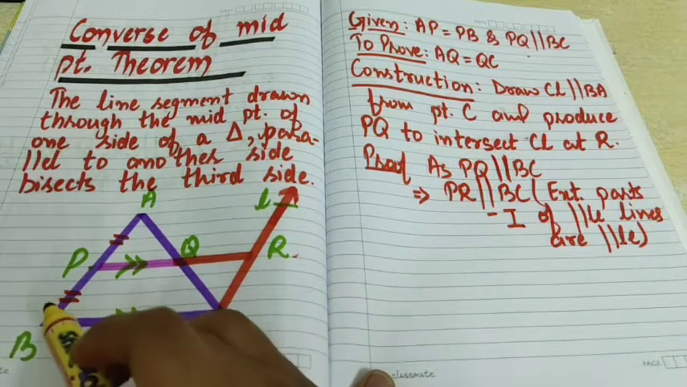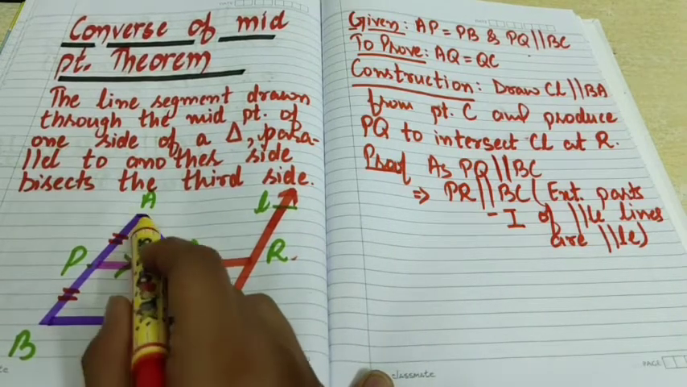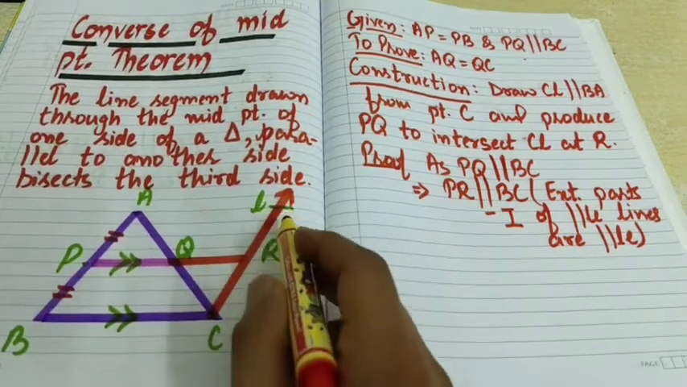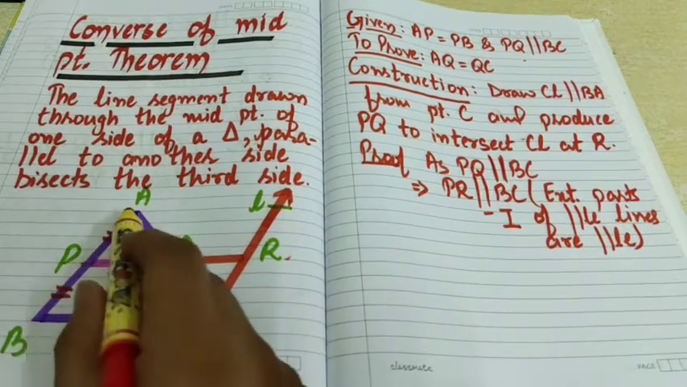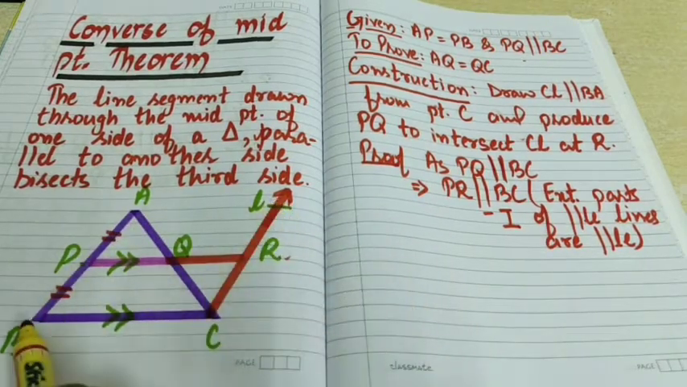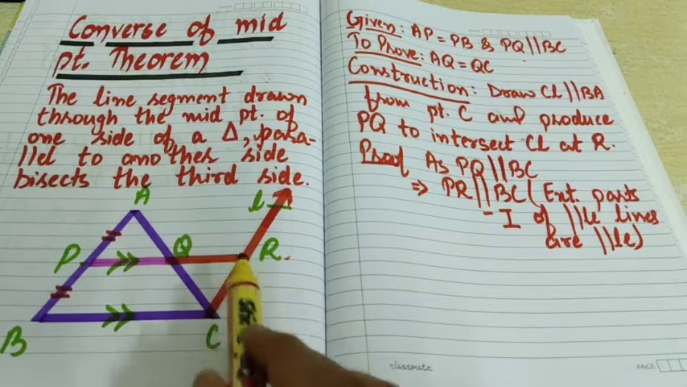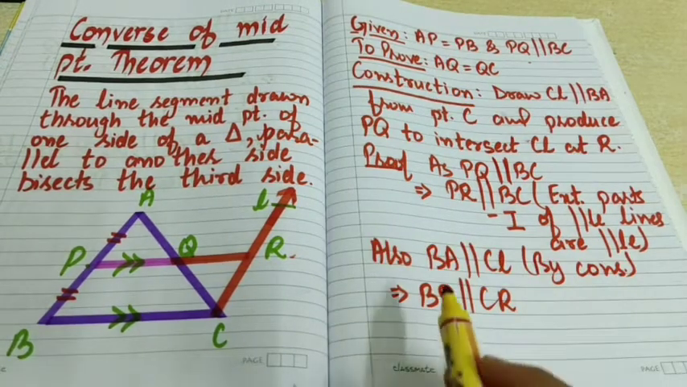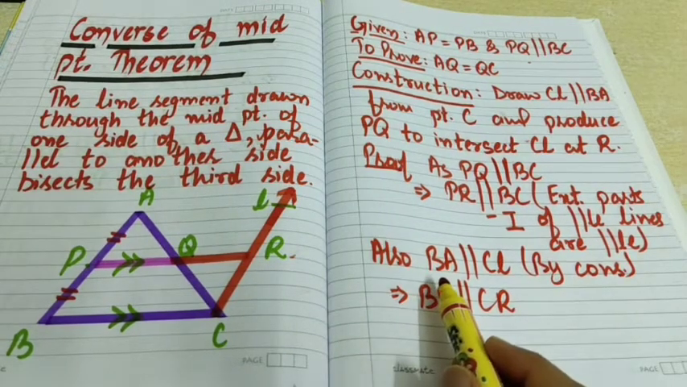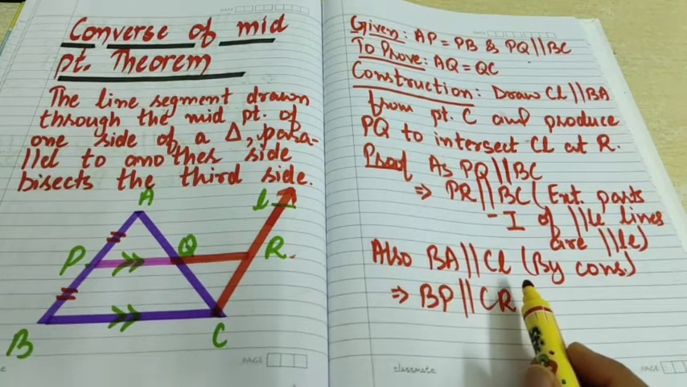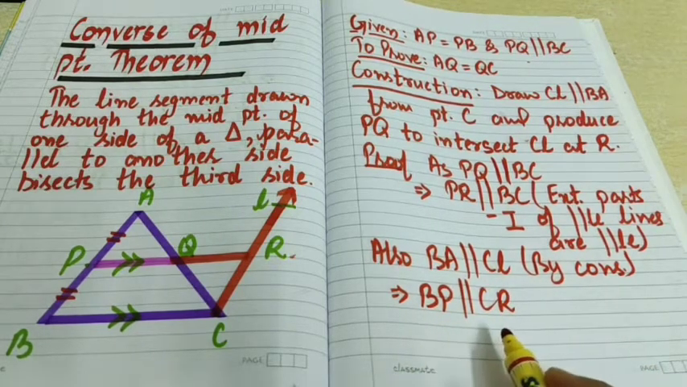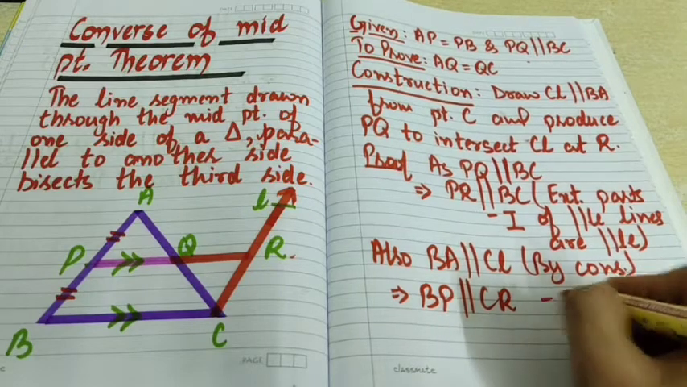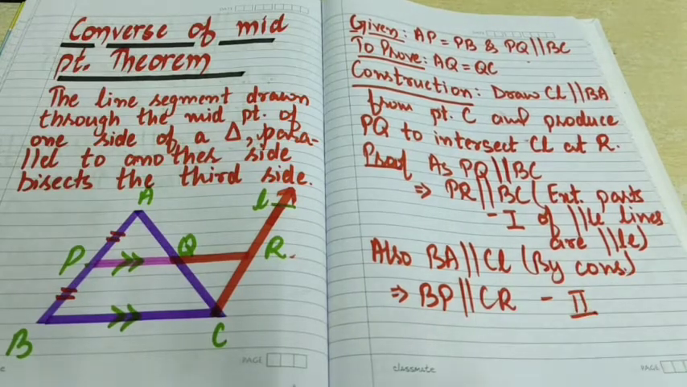Also from construction we have BA is parallel to CL. Since BA is parallel to CL, BP is also parallel to CR. This is because parts of parallel lines are also parallel to each other. Let this be number 2.